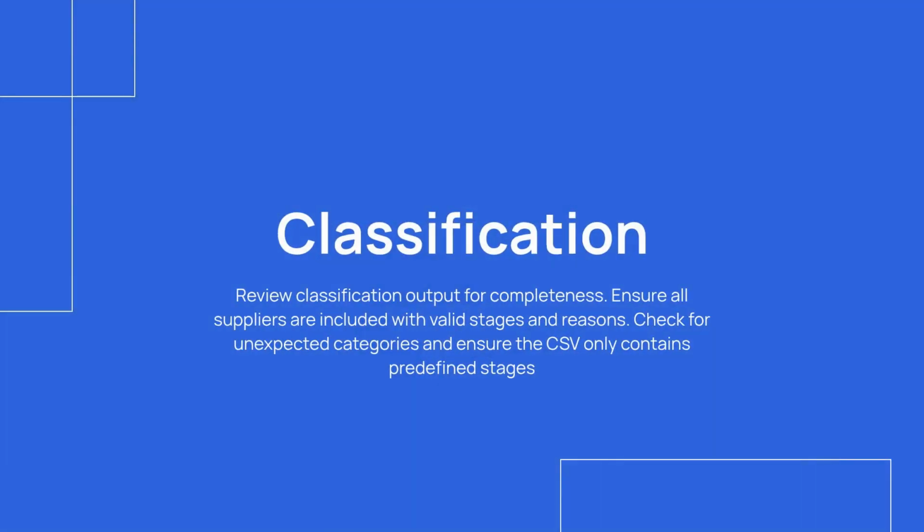Review the classification output for completeness. Ensure all 30 suppliers are included. Each supplier must have a valid stage and reason. Check for any unexpected categories. The CSV should only contain predefined stages.